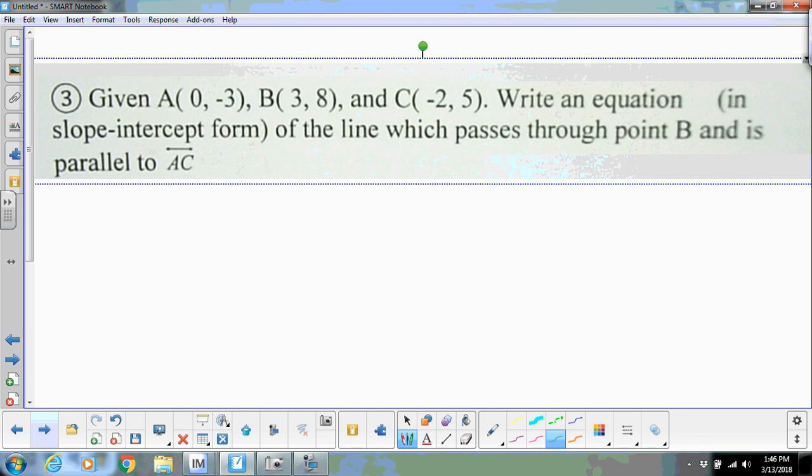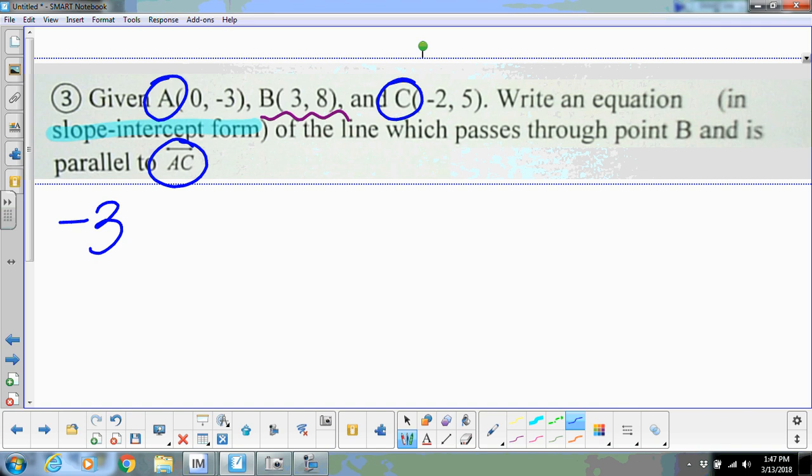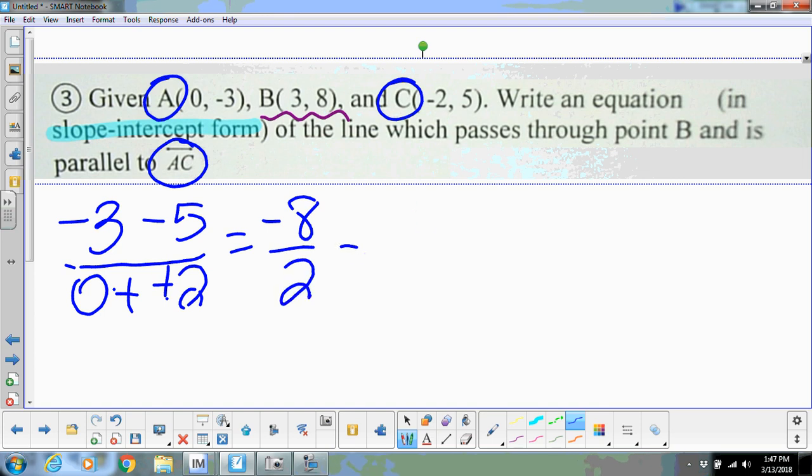All right, problem number 3 gave you 3 points. First of all, we know we want it in slope-intercept form. They want it to pass through point B. So this is the point we will use for our equation, but they want it parallel to AC. So A and C are what we're going to use to find the slope. So negative 3 minus 5 over 0 minus negative 2 gives me negative 8 over 2, which gives me negative 4 over 1. So since it's parallel, we'll keep the slope the same. So we'll still use negative 4 over 1, but then we're going to go back and use point B.